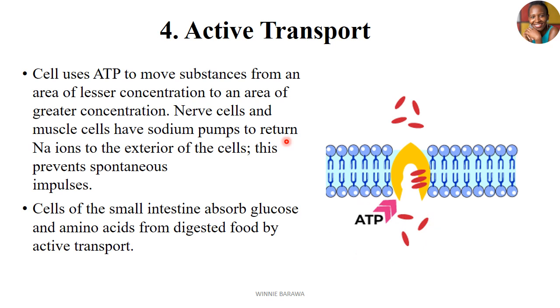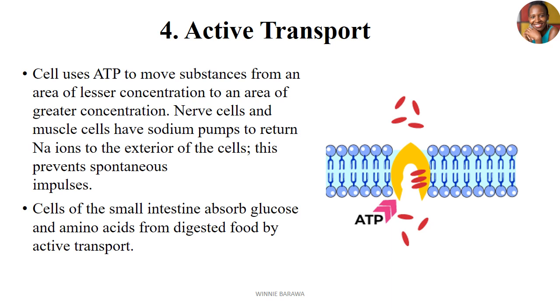So where does this active transport happen most of the time? It can happen in nerve cells and muscle cells, where we use what we call the sodium-potassium pumps that move sodium ions to the exterior of the cell and allow potassium ions into the cell. While this exchange of sodium and potassium is happening, it facilitates nervous stimulation and the communication of the cell across the nerve cell. Because it is using energy to pass the ions in and out of the cell, we describe this as active transport.